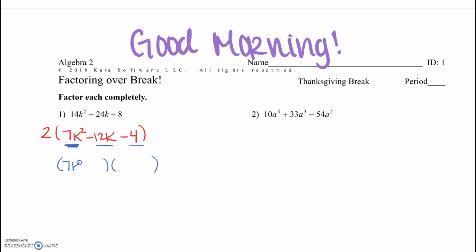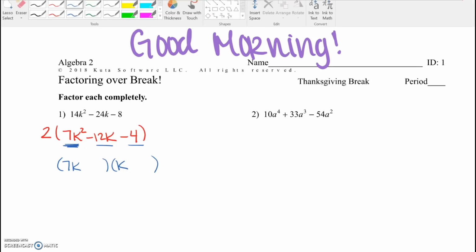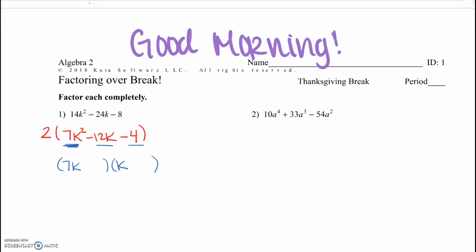So 7k times k is what multiplies to 7k squared. And then what multiplies to 4? So I'm going to try 2 and 2.